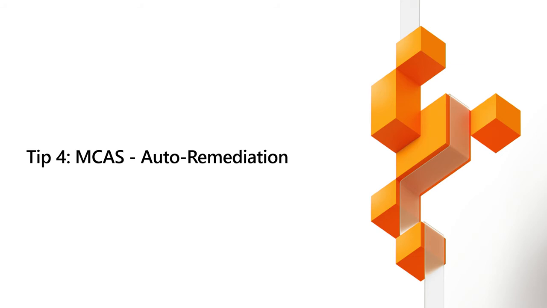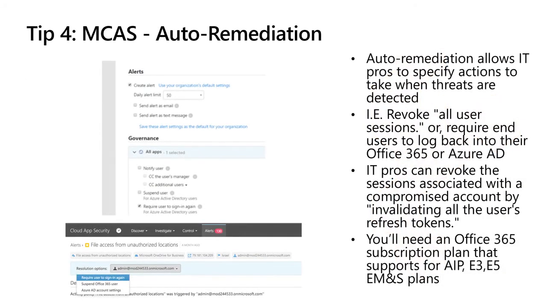Number 4, auto-remediation. So I mentioned the alerting feature. This is a really very cool feature. Now, alerts, it's great, but what do you want to do? Is there a way to auto-remediate something? So, for example, if a user opens up an application and a file that they're not supposed to, what do you want me to do about it? So there is an auto-remediation feature here.